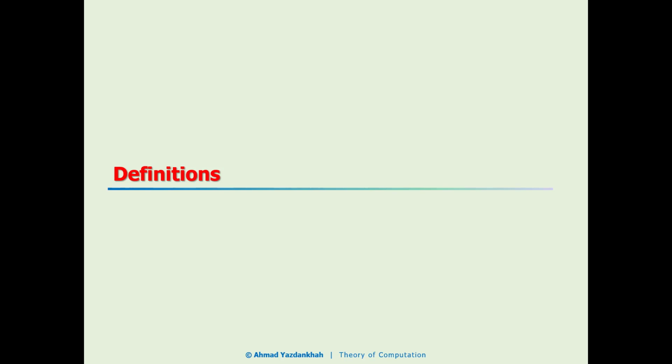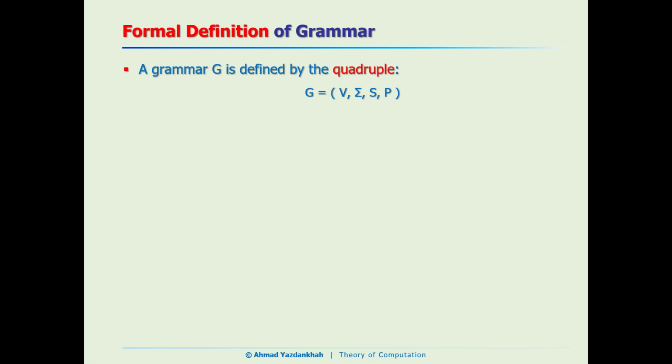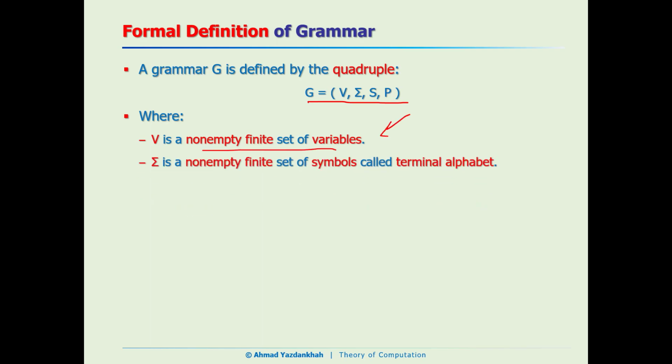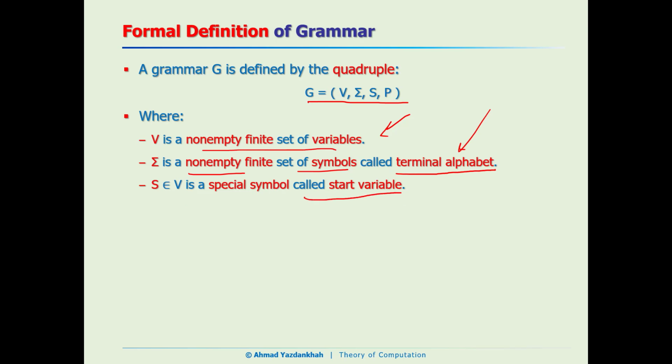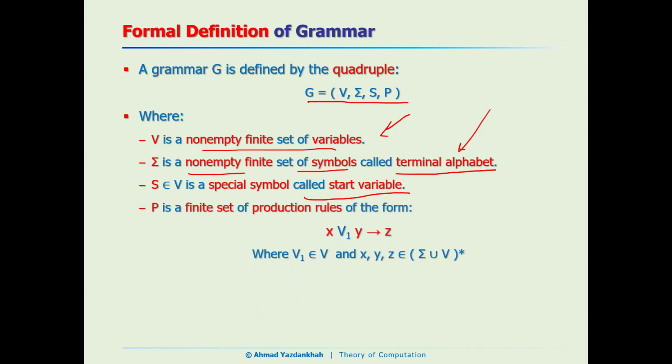Let's see what we got. A grammar can be defined by this quadruple. So let's go over each element one by one. V is a non-empty finite set of variables. Sigma is a non-empty and finite set of symbols that we call the terminal alphabet. S is a special symbol that we call the starting variable or start variable. And P is a finite set of production rules of this form.